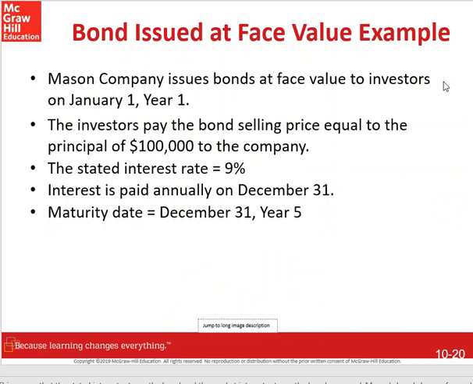Bond issued at face value. Mason Company issues bonds at face value to investors on January 1st, year one. The bondholders pay the bond selling price equal to the principal of $100,000 to the company. Stated interest rate is 9%. The interest is paid annually, not semi-annually, but annually on December 31st, and the maturity date is December 31st, year 5. I have all kinds of complaints about this example.